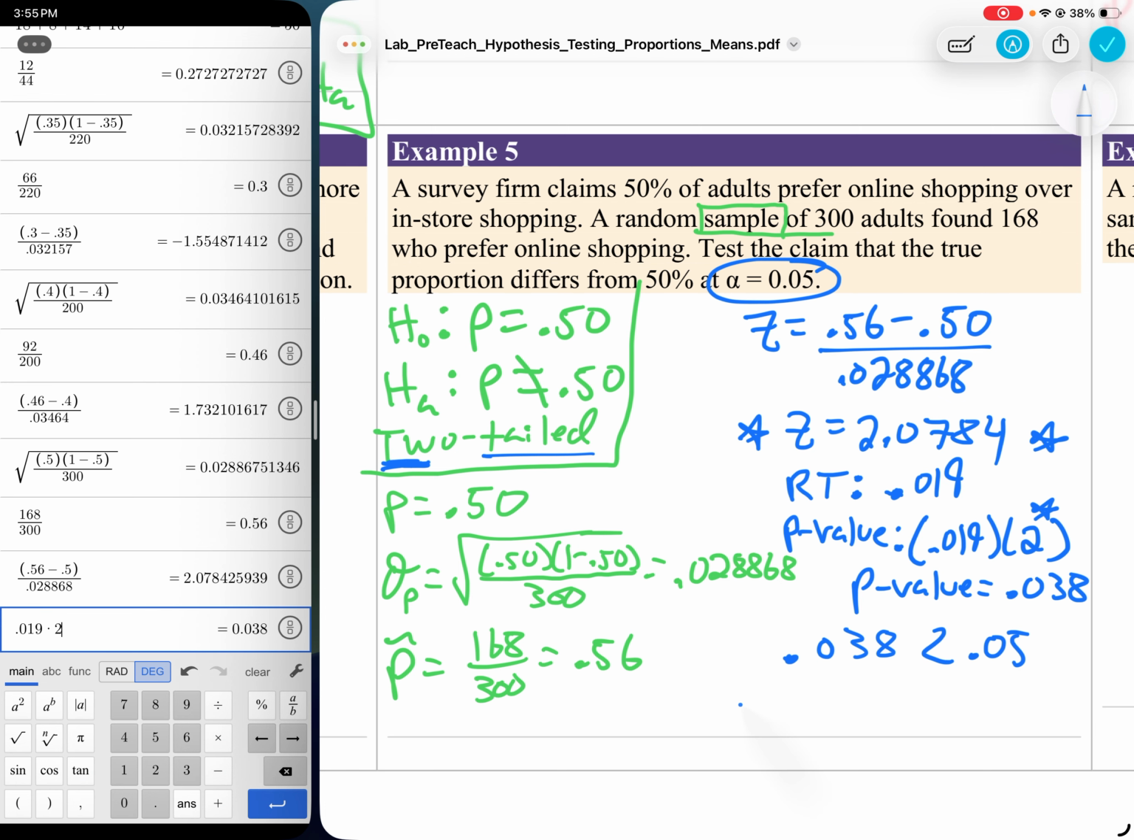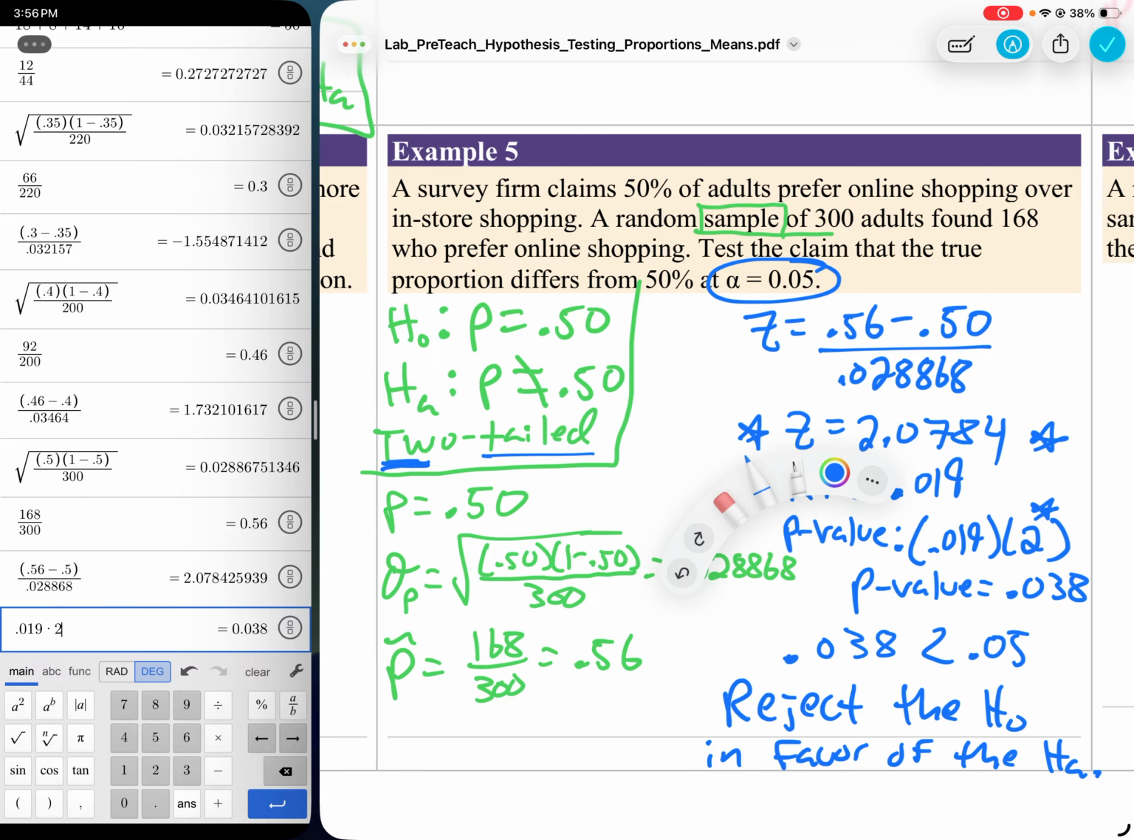When your p-value is smaller, we have statistically significant evidence to reject the null hypothesis in favor of the alternate hypothesis. So we would reject the null hypothesis that 50% of people prefer online shopping, and we would actually believe it is either larger or smaller than that. All this is saying is that we have statistically enough evidence to reject the population proportion of 0.5. If your p-value would have been larger, we would have failed to reject. When the p-value is smaller than the alpha, we reject the null hypothesis.